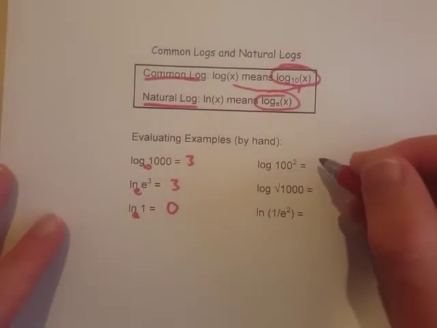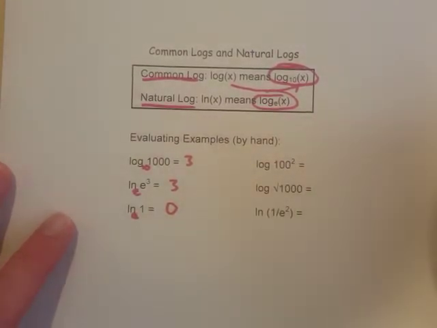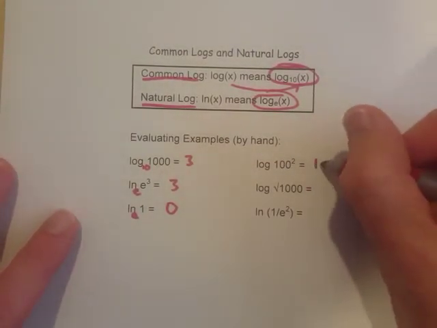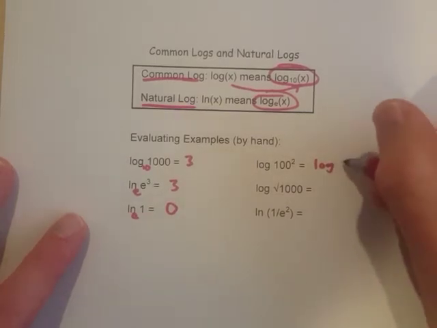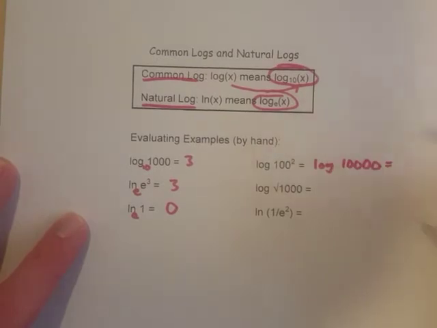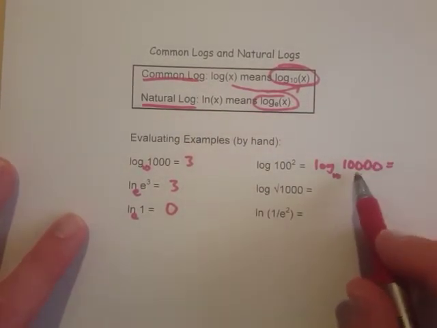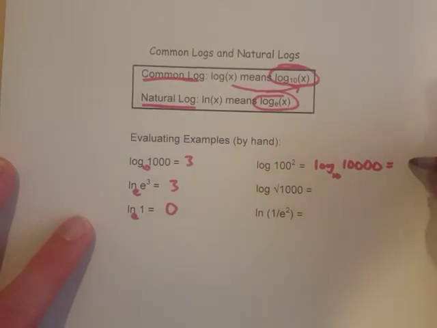For this next one, the strategy I would take here is just to do the 100 squared first. And so change that into log of 10,000. Then figure out, okay, if it's a base of 10, what exponent do you put on 10 to get 10,000? Nope, never mind. Sorry, it's going to be 4.